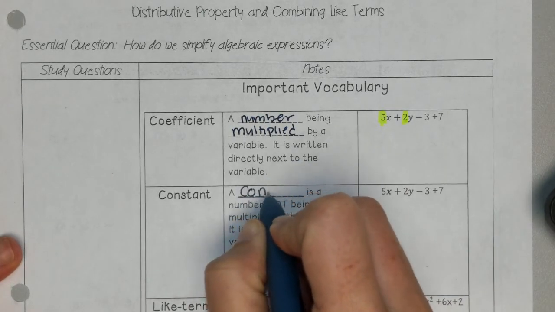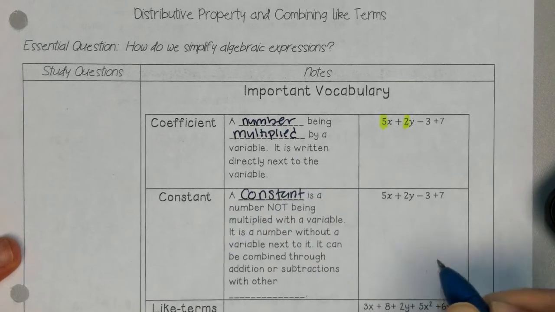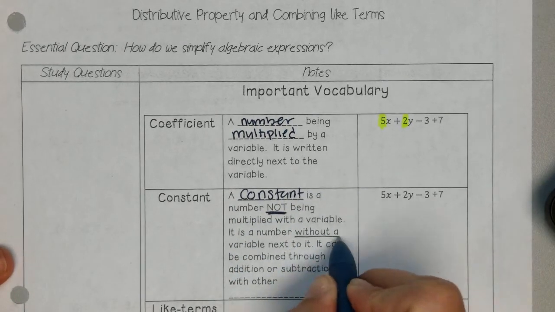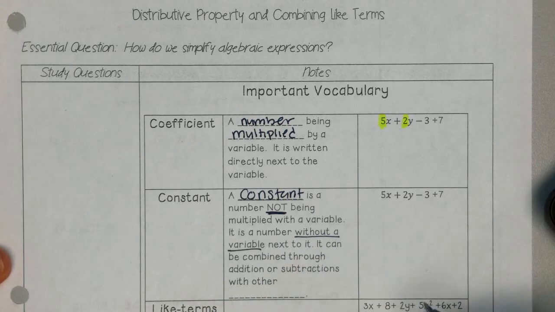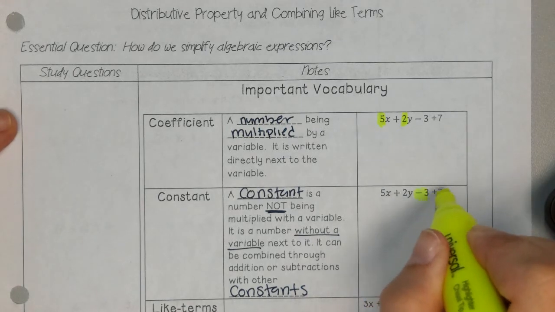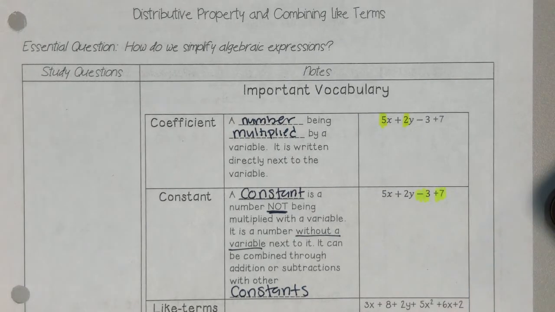A constant is a number not being multiplied with a variable. It is a number without a variable next to it. It can be combined through addition or subtraction with other constants. So it's just a number all on its own. -3 is a constant. +7 is a constant. Let's make it 3.